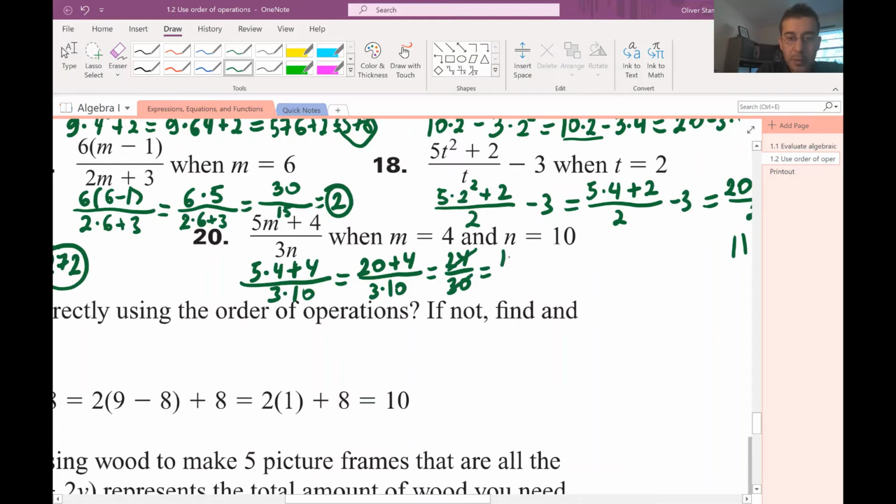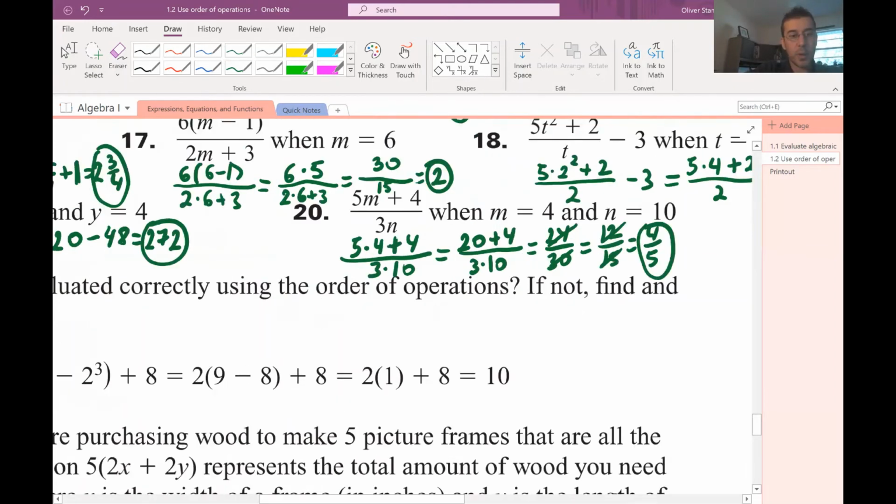So we get 24 divided by 2 is 12, 30 divided by 2 is 15. Now we can also cancel out by 3. So 12 divided by 3 is 4, 15 divided by 3 is 5. So 4/5 is the answer for 20. And next one is 21.